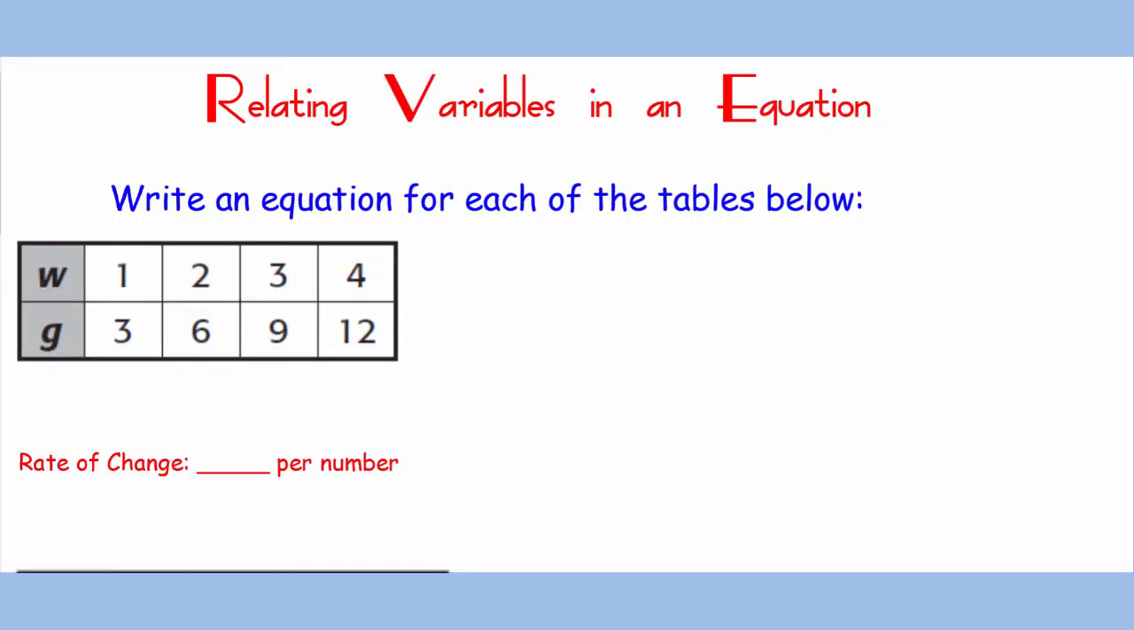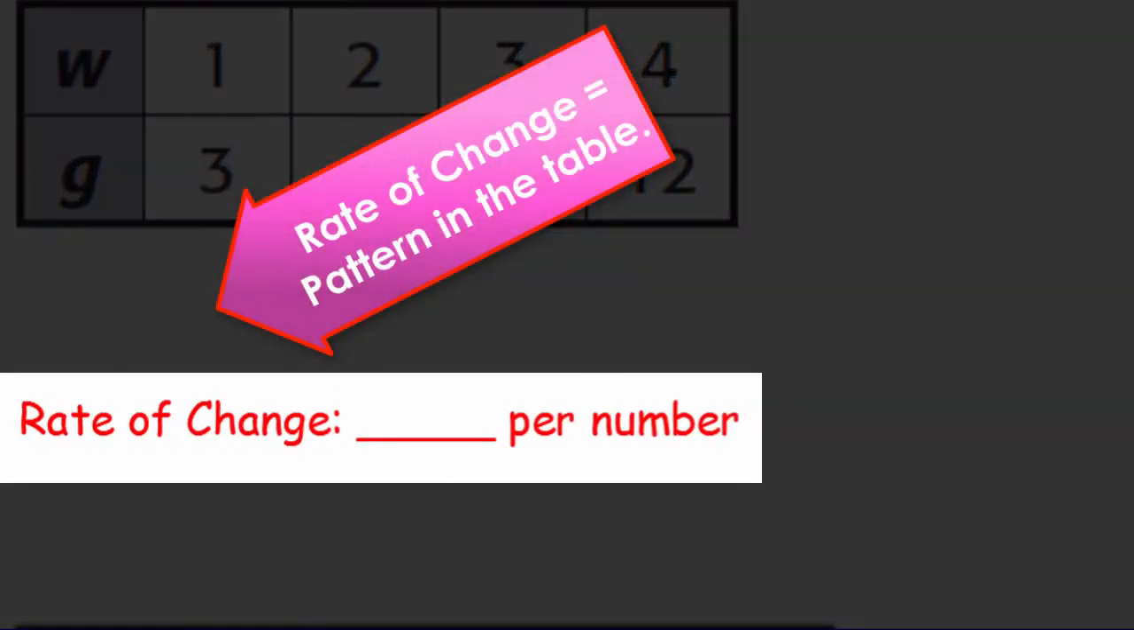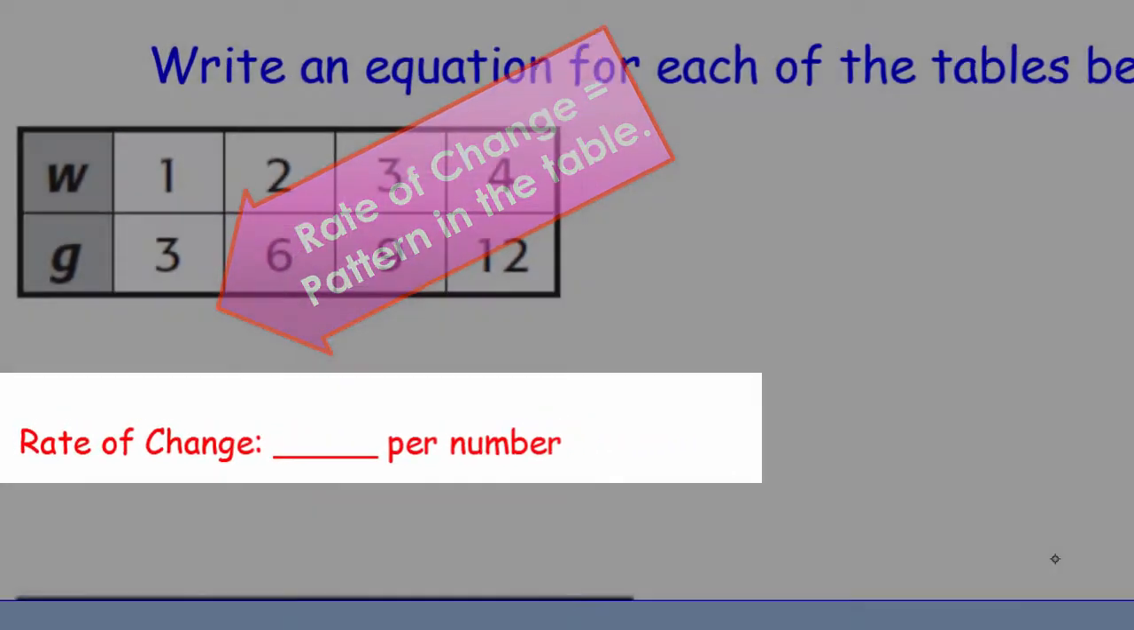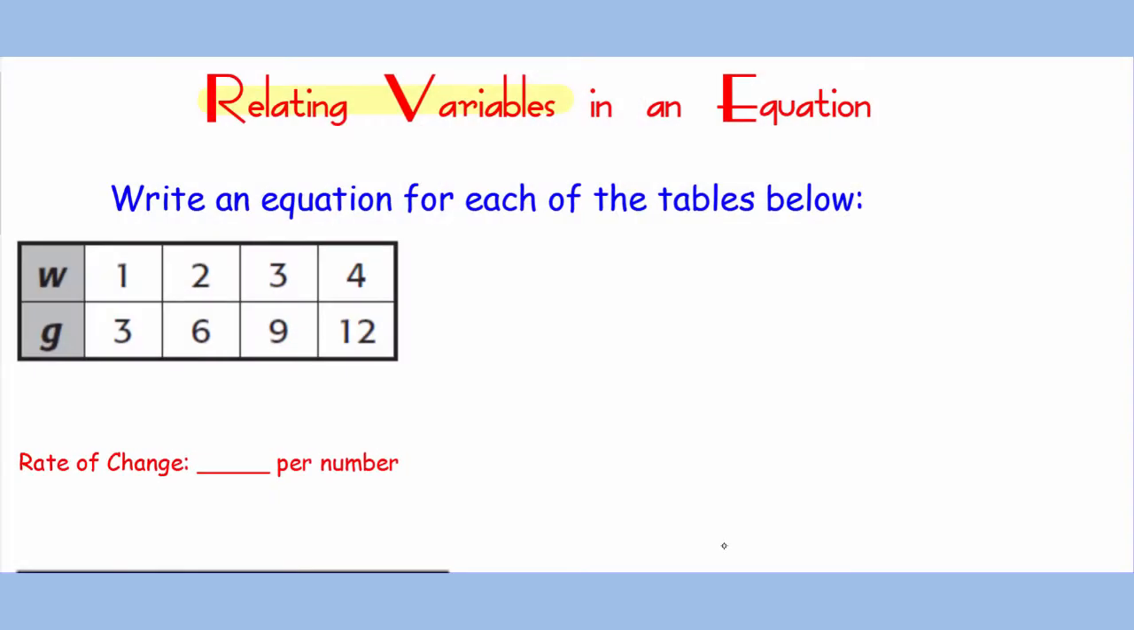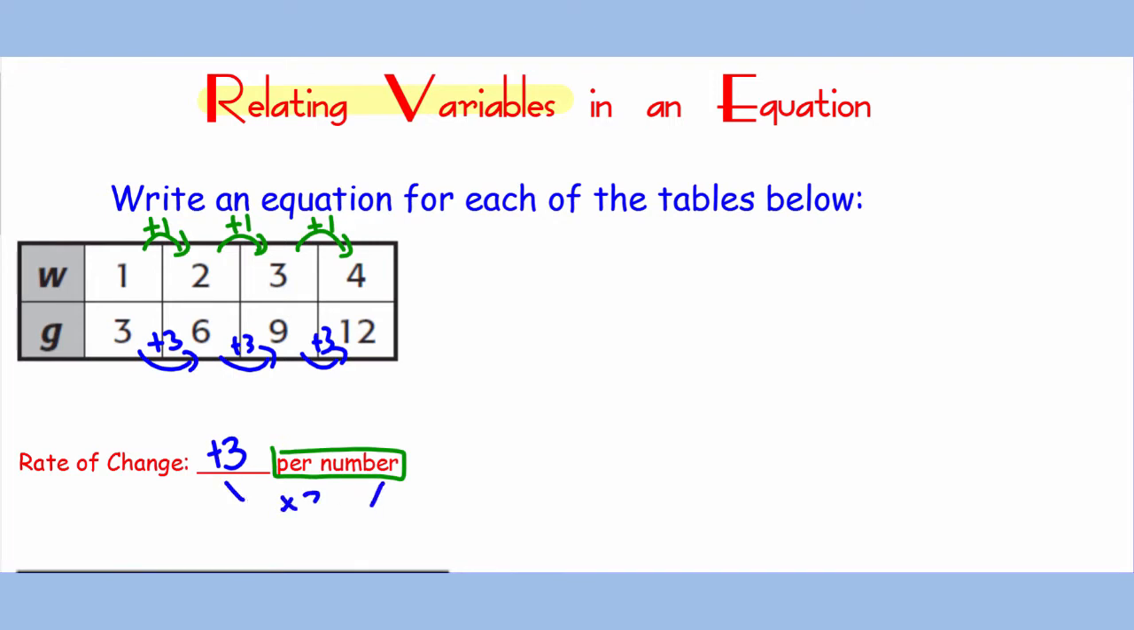Hi everyone, in this lesson we will be relating variables in a data table and writing an equation for it. So the most important thing that you need to find from the data table is the rate of change per number before you write the equation, which basically means the pattern they observed. On the top we're adding by 1 and that's where the per number came from. At the bottom is adding by 3, so that means the rate of change will be plus 3 per number, which plus 3 per number can also translate to timesing 3.